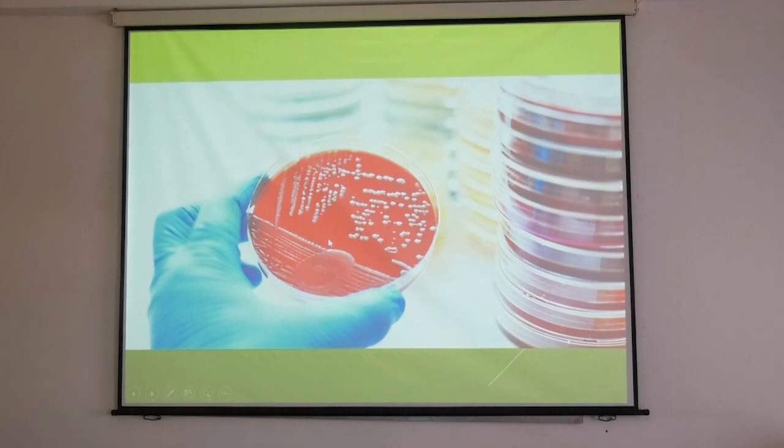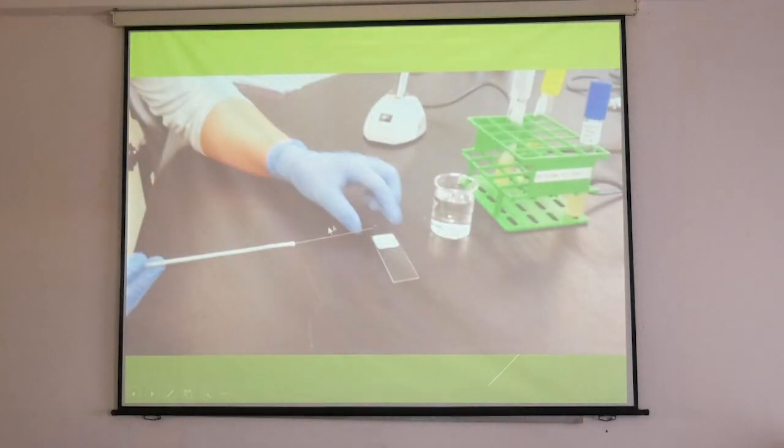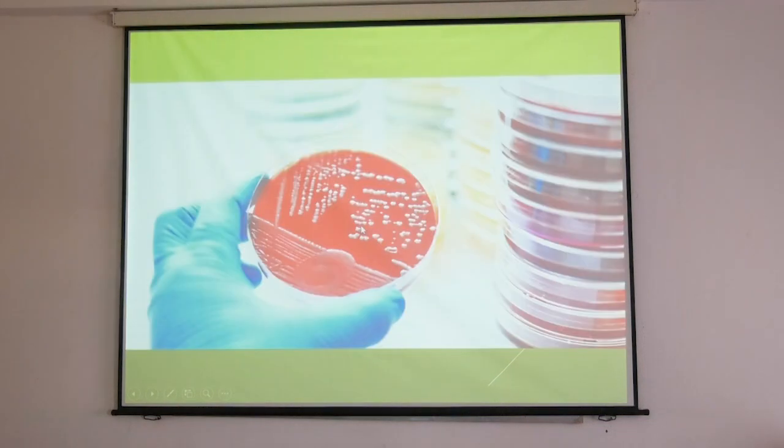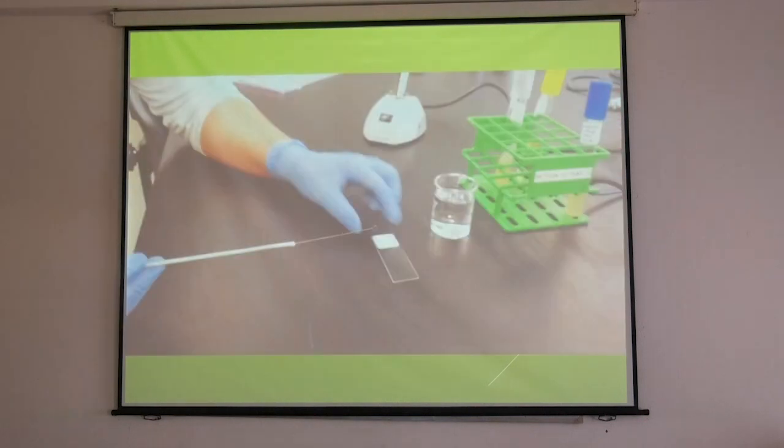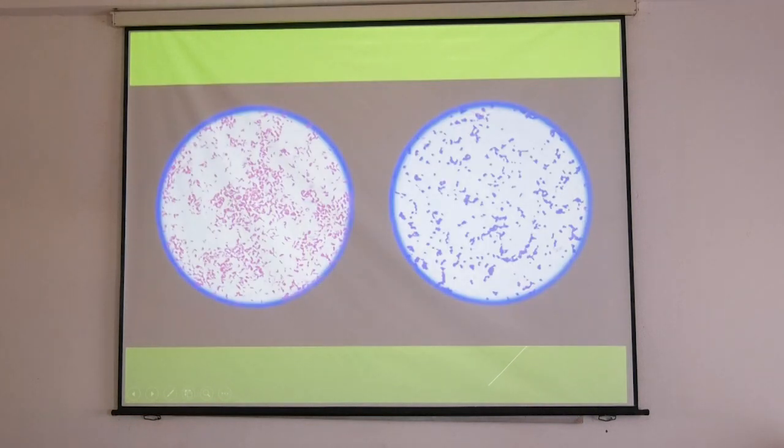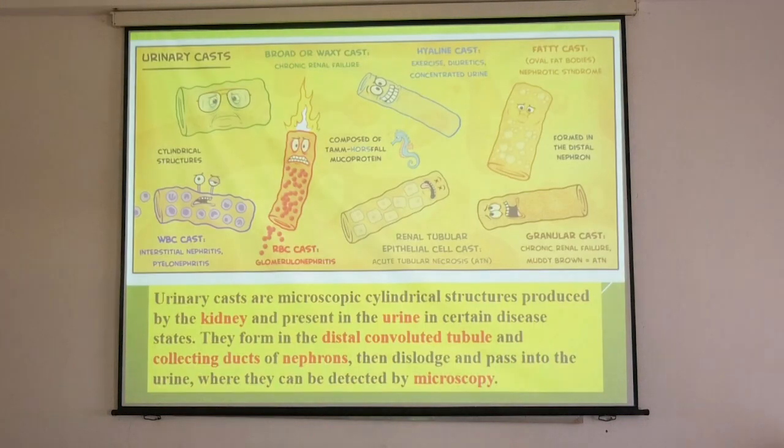What we will do, this is called a loop. This is a metal wire. We will put the upper part of the wire on this colony and take a slight white part, then put it on the slide, then stain it, and then we can see it under the microscope. There are different kinds of stain to see the bacteria. So these are the casts, what I was saying.